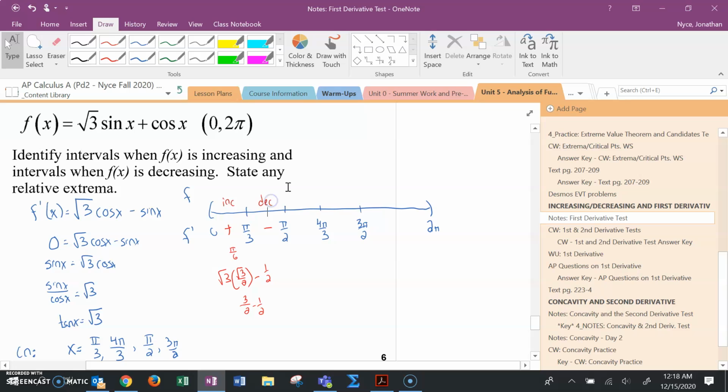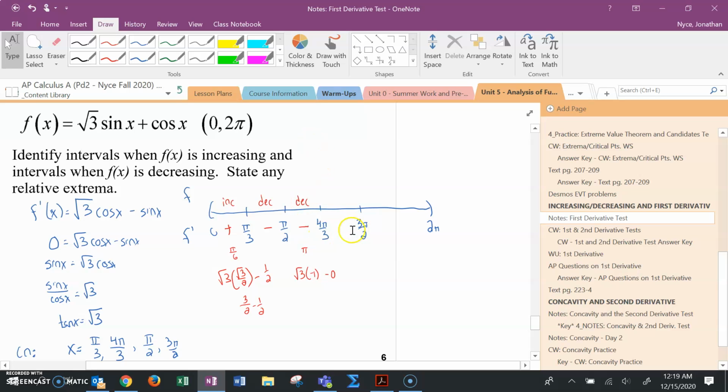Between pi over 2 and 4 pi over 3, we pick the angle, I believe pi would work well. Actually, pi is going to be nice and neat. So root 3 times the cosine of pi, which is negative 1, minus sine of pi, which is 0, gives us a negative root 3. Obviously a negative number, so we're going to be decreasing in that interval.